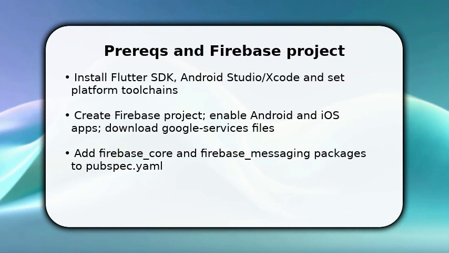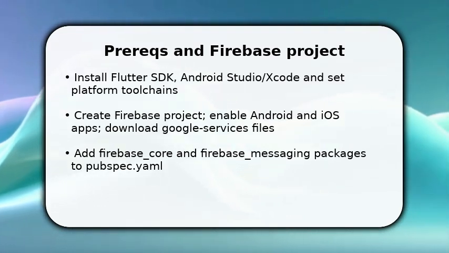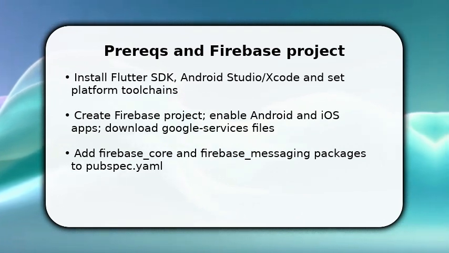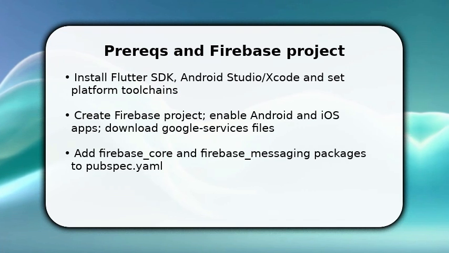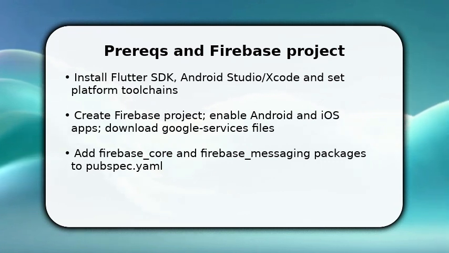You start by confirming prerequisites: Flutter, platform SDKs, and a Firebase project. Create Android and iOS app entries in Firebase and download google-services.json and GoogleService-Info.plist. Then add firebase_core and firebase_messaging to pubspec.yaml and run flutter pub get.